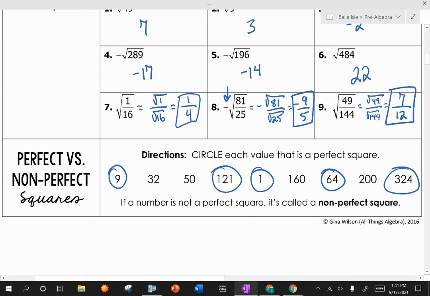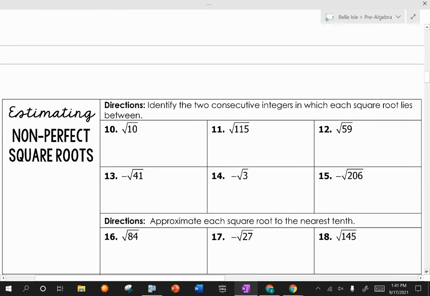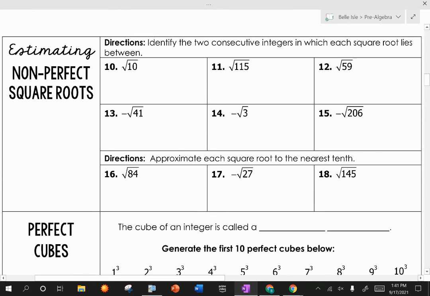You'll have plenty of time. Okay, stay with me, please. Identify the 2 consecutive integers in which each square root lies between.